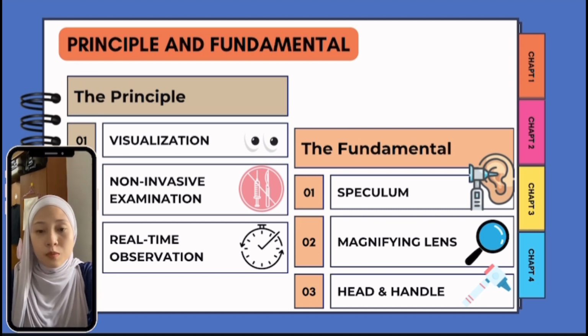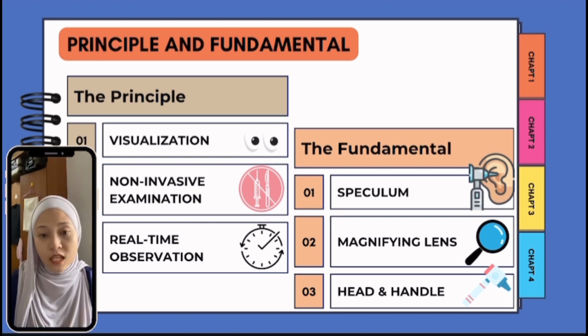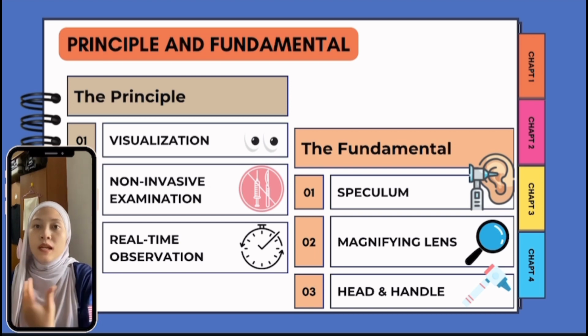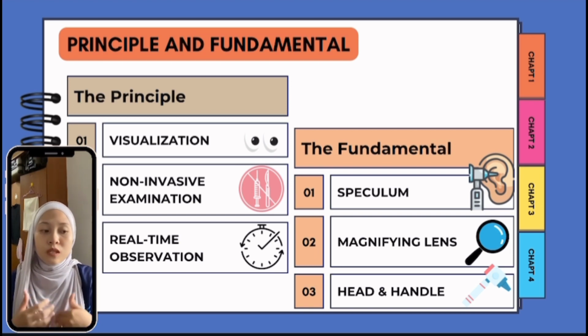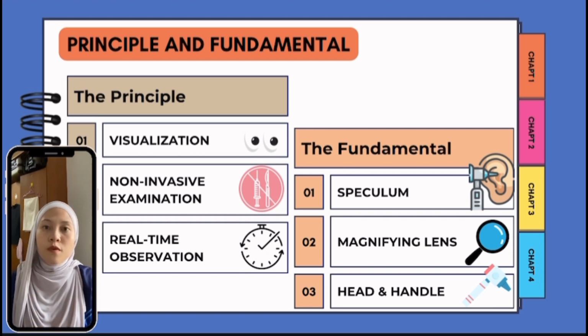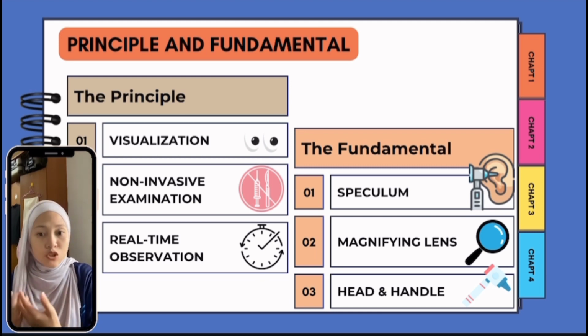The principle of otoscopy involves 3 parts. The first one is visualization. The main principle of otoscopy is to allow the healthcare professional to visually inspect the ear canal and the eardrum. The otoscope provides illumination and magnification to enhance the view of the ear structure.